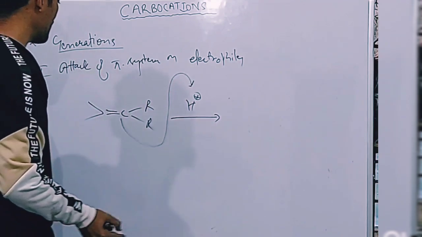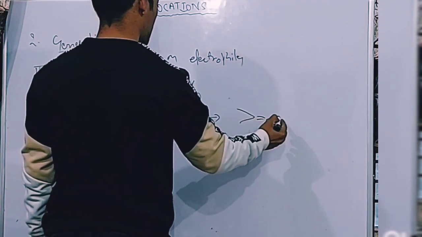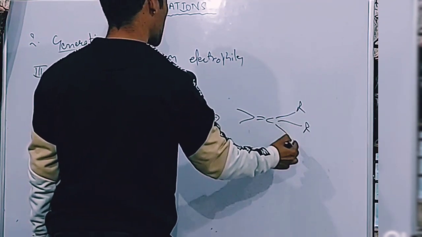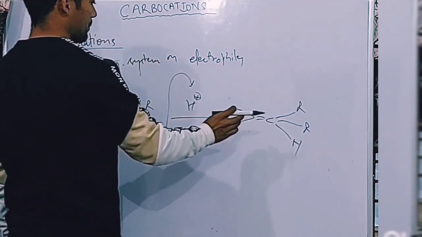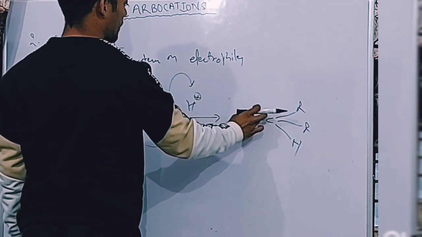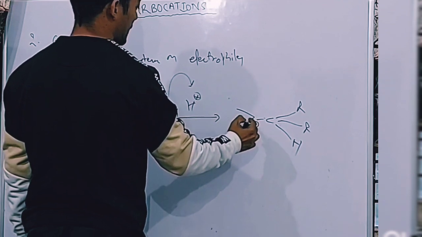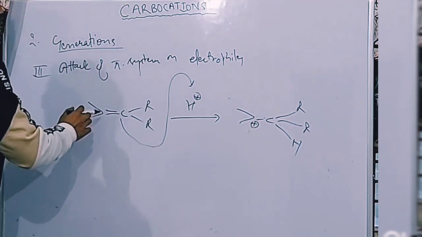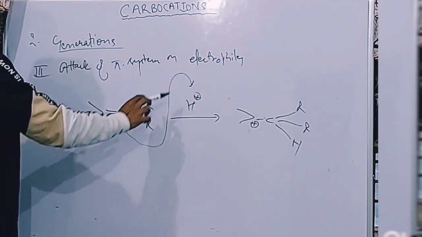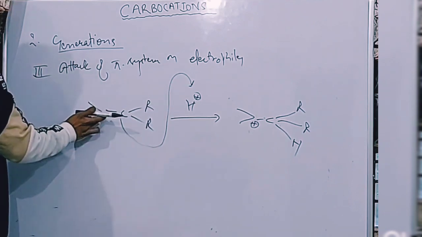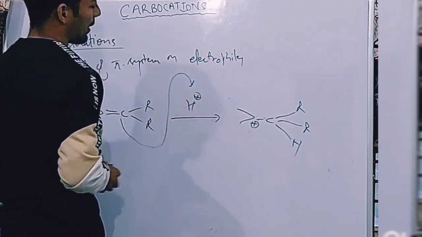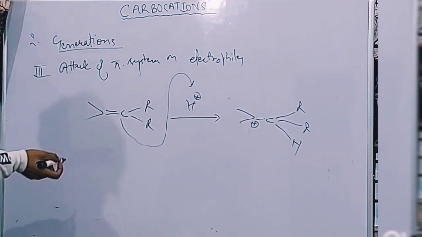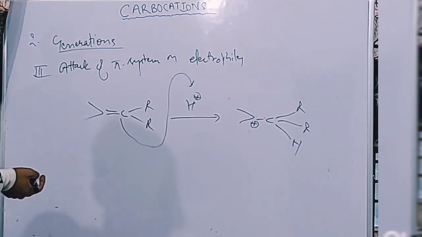So what we will get is that here we will get a positive charge, because if the pi electron is donating electrons to this proton, this carbon atom will be left with a positive charge. So we will get a carbocation. So these are three methods through which we can get carbocations.